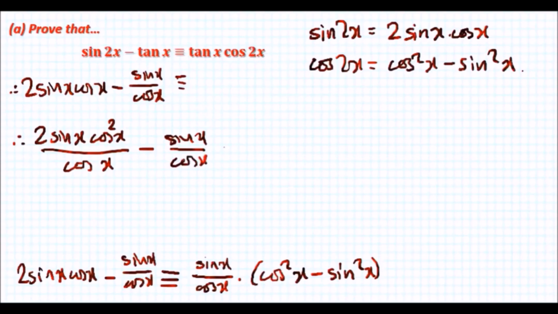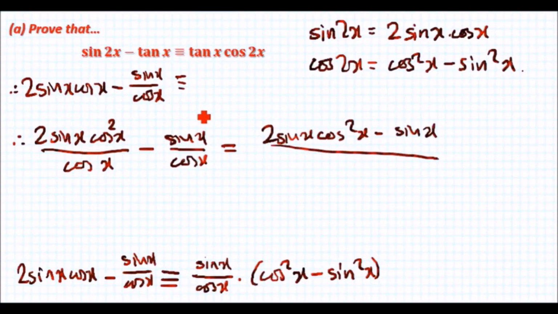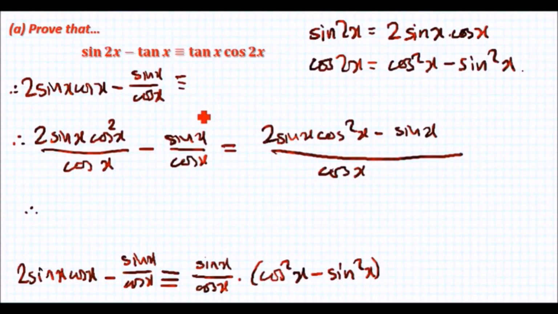Okay, so what's going to be next? Now we can combine the terms here, so everything will be over cos x. So we're going to have 2 sine x cos squared x minus sine x all over cos x. Now, before we get to this last step here, we need to observe. Here they somehow go cos squared minus sine squared. So looking over here, let's factorize the sine x for now, because sine x seems to be outside the bracket with cos x.